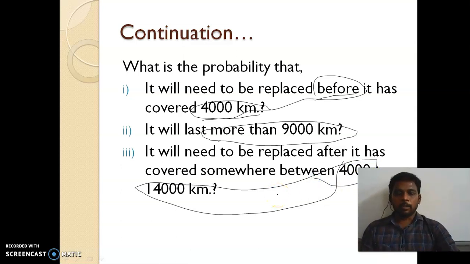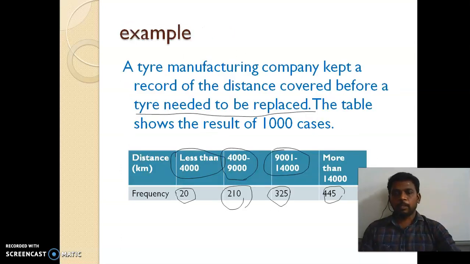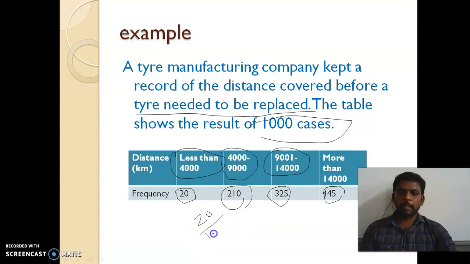Alright, so look at the question, look at the data here. The first question is before 4000. Before 4000 means less than 4000, that is under this category only. So how many times? 20 times are there. So the answer is directly you can write 20 divided by, what is the total? How many cases are there? 1000 cases. So 20 divided by 1000 is the answer for the first one.